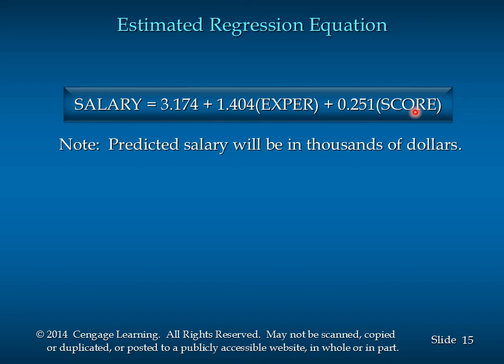Okay? If the score was 100, what's 100 times 0.251? 25.1. What's 1.4 times 10? 14, and 25 is 39, so you're right at about 40. 43,000 would be your expected salary.